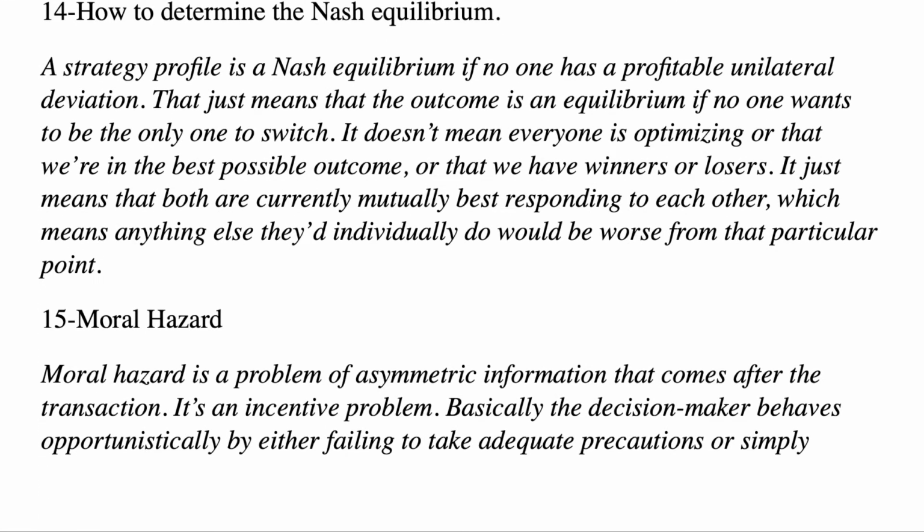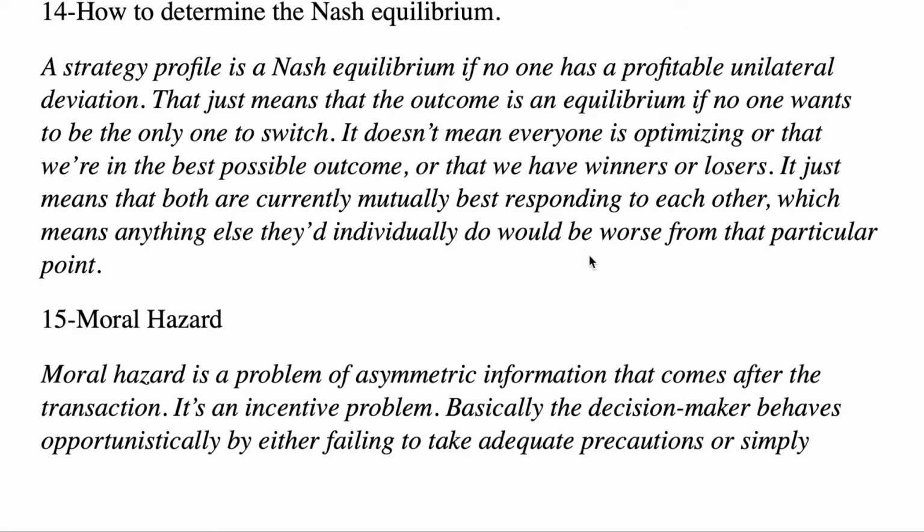How do we determine if there's a Nash equilibrium, or what the Nash equilibrium is? Well, a strategy profile is a Nash equilibrium if no one has a profitable unilateral deviation. So it means that the outcome is an equilibrium if no one wants to be the only one to switch. Right? So it doesn't mean everybody's optimizing, doesn't mean that we're in the best possible outcome, doesn't mean that we have winners or losers even. Game theory sounds like we have winners and losers. No, that's not built into the structure of game theory. It's kind of inappropriately named in some sense.